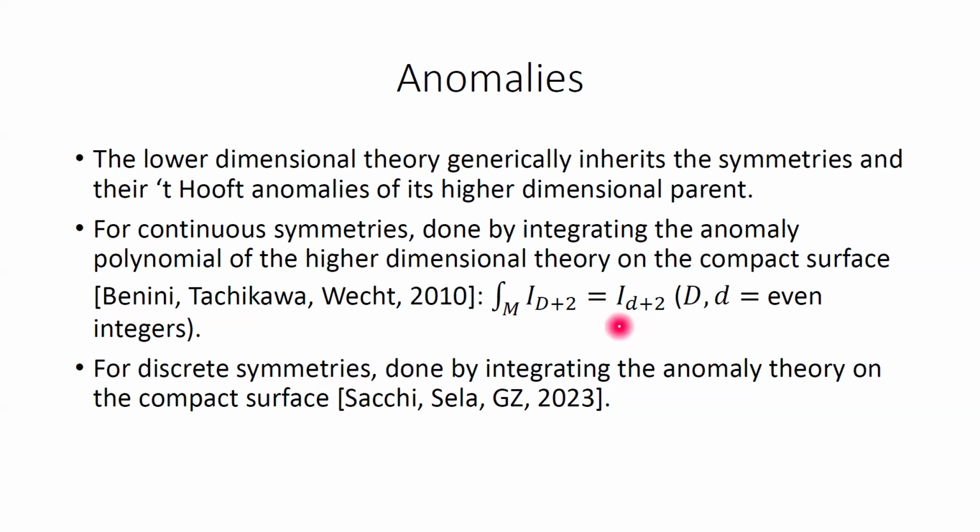Then the relation can be given as follows. The anomaly polynomial of the lower dimensional theory is given by taking the anomaly polynomial of the higher dimensional theory and integrating it over the compact surface. In this case, the symmetries and anomalies of the lower dimensional theory are determined from those of the higher dimensional theory, but also depend on the compact surface, which enters through this integration over it.